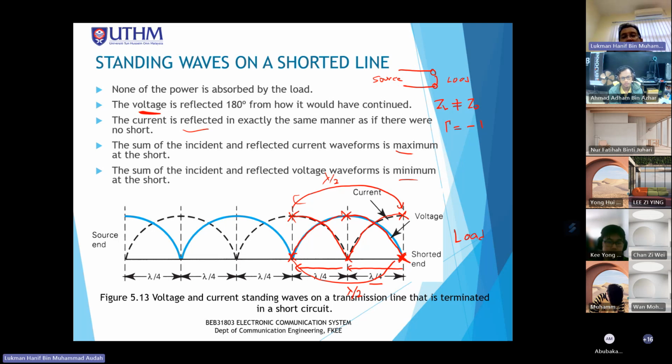We have asked this question before in the final exam. I'm not expecting you to memorize every word. You just need to explain what happened to the voltage and what happened to the current at the load side. And you can sketch the picture, something like this. This one is among the favorite questions in the previous final exams, about the standing wave.